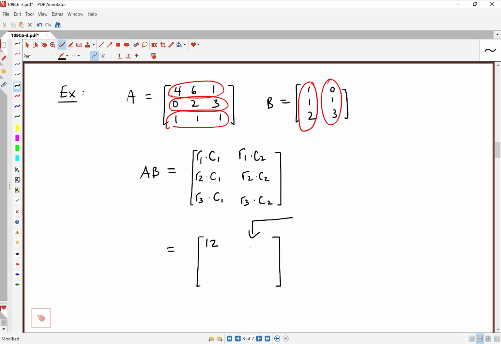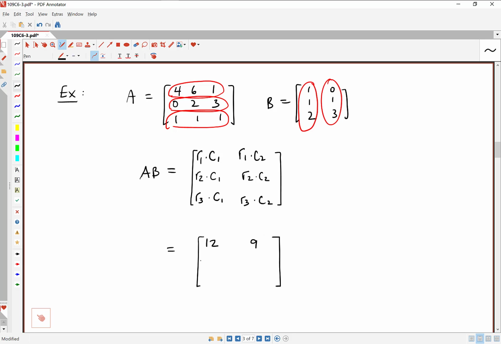So this position here is row 1, column 2. So we're going to take row 1 of A and dot it with column 2 of B, and let's think about our dot product. Our products would be 0, 6, and 3, and if we add those up, that's 9. So let's just continue that way through our matrix.